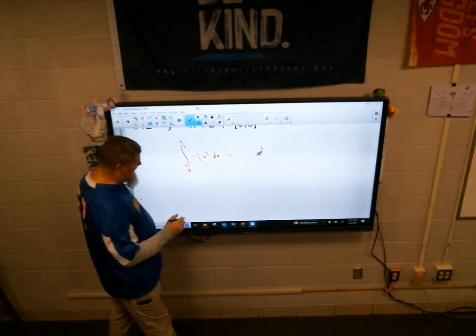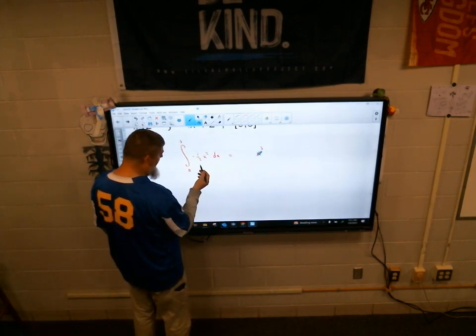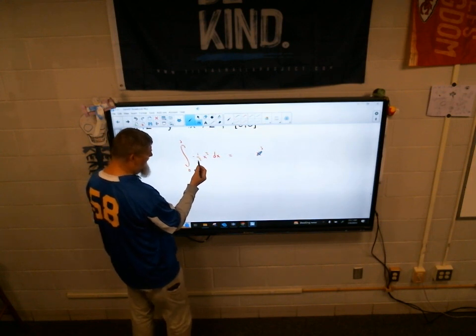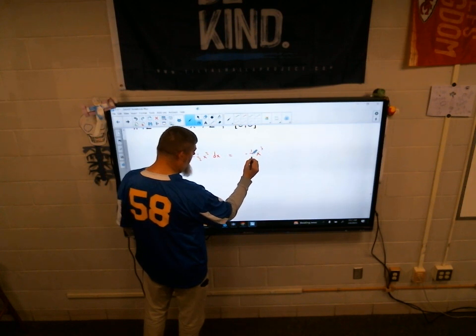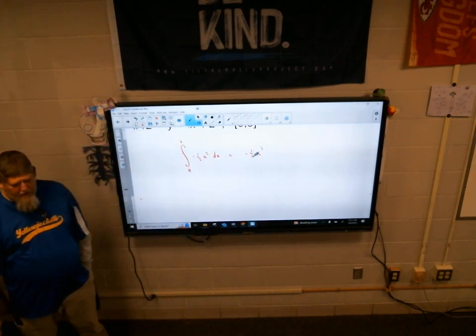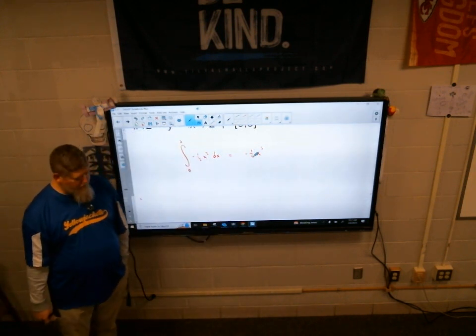Now you're going to divide. I'm going to take the 3 and divide it out front, so I just multiply the denominator by 3. Negative 1/6. You divide by 3, which is the same as multiplying the denominator.